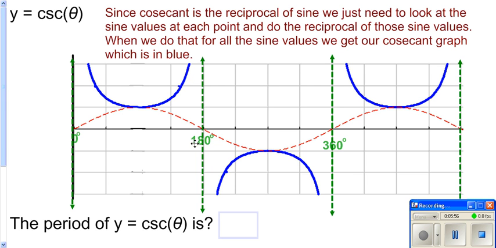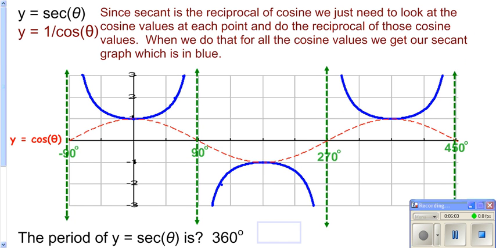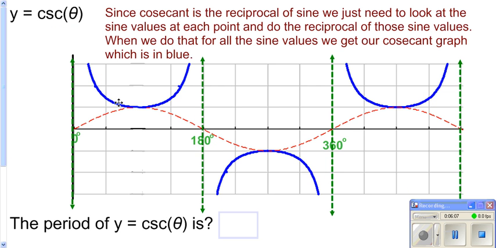This is your basic cosecant graph. And you'll notice it's the same as what you had for your secant. However, it's just your secant graph slid over a little bit. And that's the way sine and cosine are. They're the same as each other, just one slid over a little bit more. So therefore, our period is still 2 pi or 360 degrees.